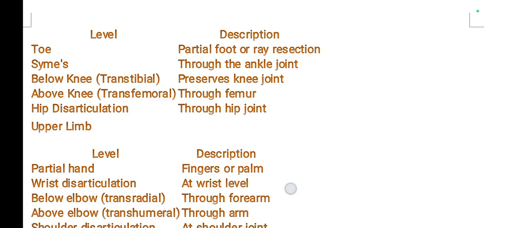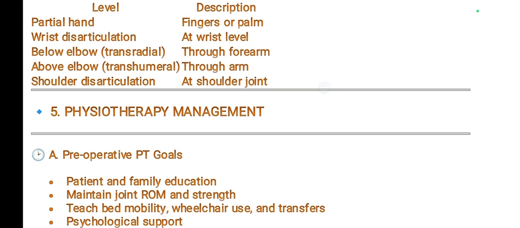When we talk about the upper limb: partial hand, fingers and palm. Wrist disarticulation, at wrist level. Below elbow, transradial, through the forearm. Above elbow, transhumeral, through the arm. Shoulder disarticulation, at the shoulder joint.